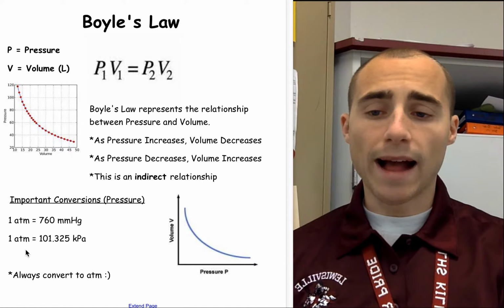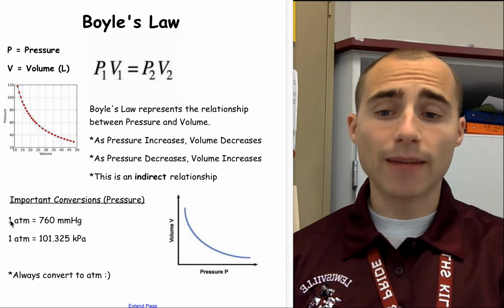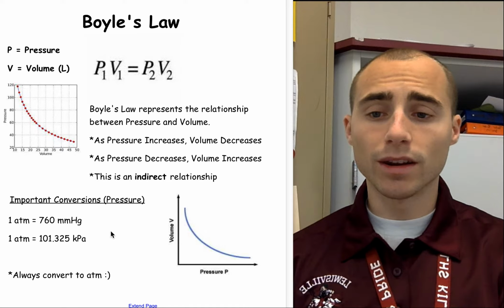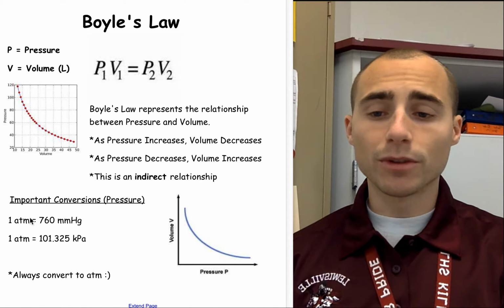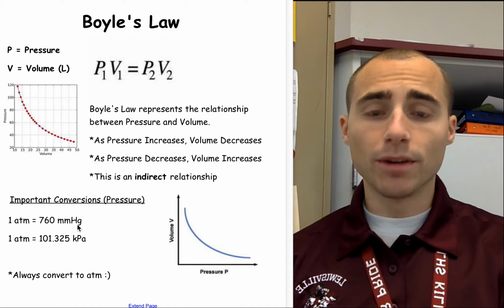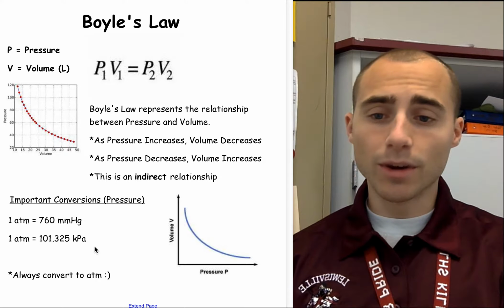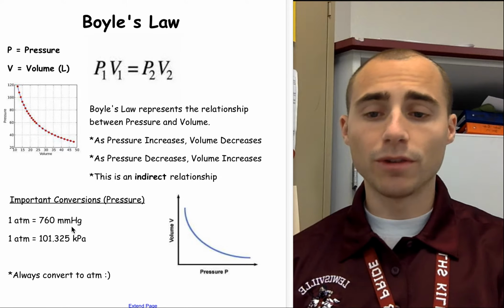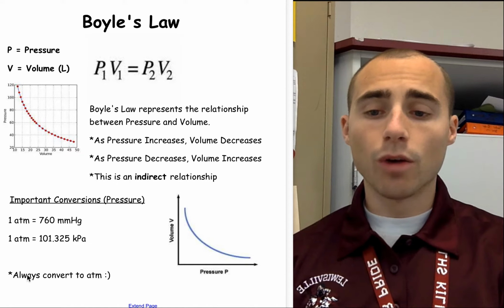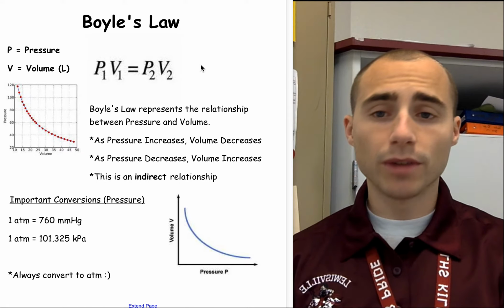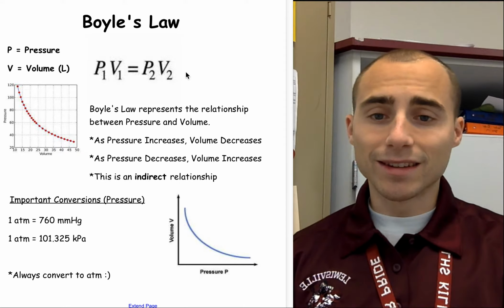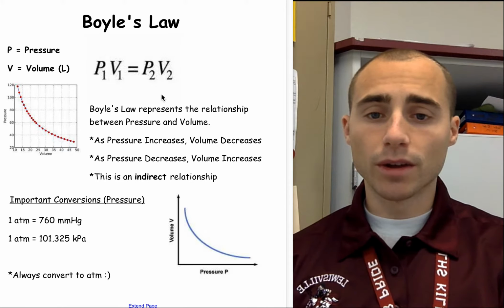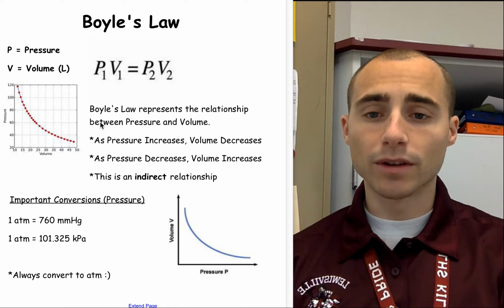kilopascals, or atmospheres. We always want to try to convert to atmospheres, and these are the two conversions you're going to need. 1 atmosphere equals 760 millimeters mercury, and 1 atmosphere equals 101.325 kilopascals. Always convert to atmospheres. It's going to be really helpful for consistency purposes. So you always want to try to convert to atmospheres.